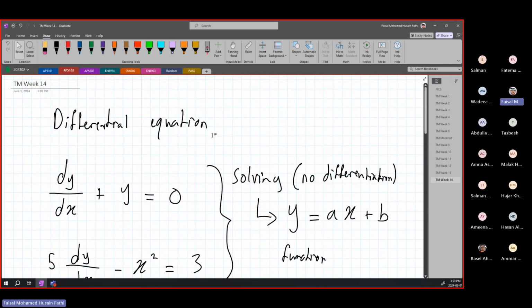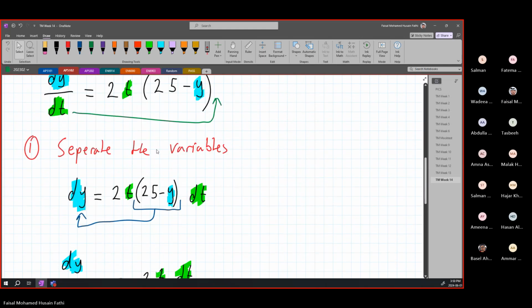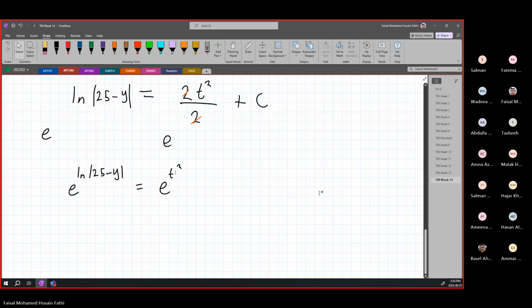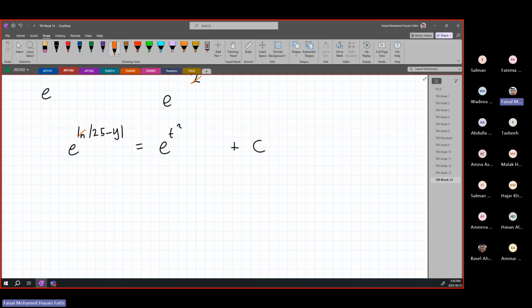Let me see, everything's good. Minus y is over there. So it's going to be e to the power of t squared, again, plus c will always stay outside. I'll talk about it in a bit. All I did was I raised both sides to the power of e. Remember that ln cancels with e. This is your logarithms, if you remember. And what will remain is 25 minus y on the left side, and here it will stay as e to the t squared plus c.